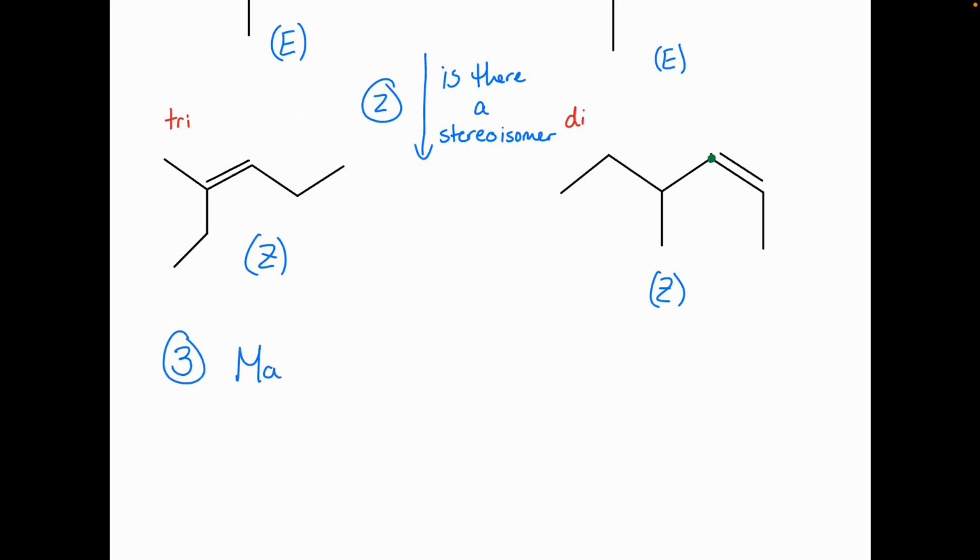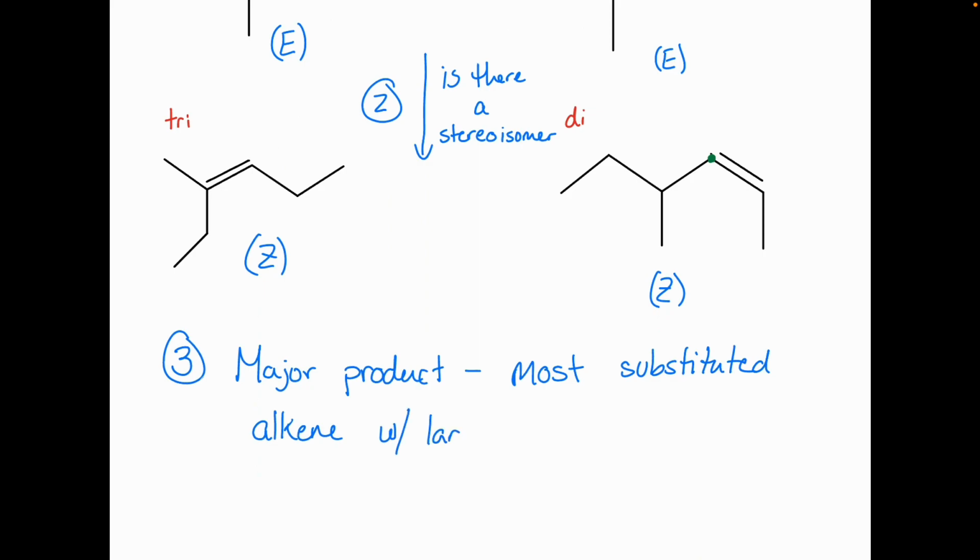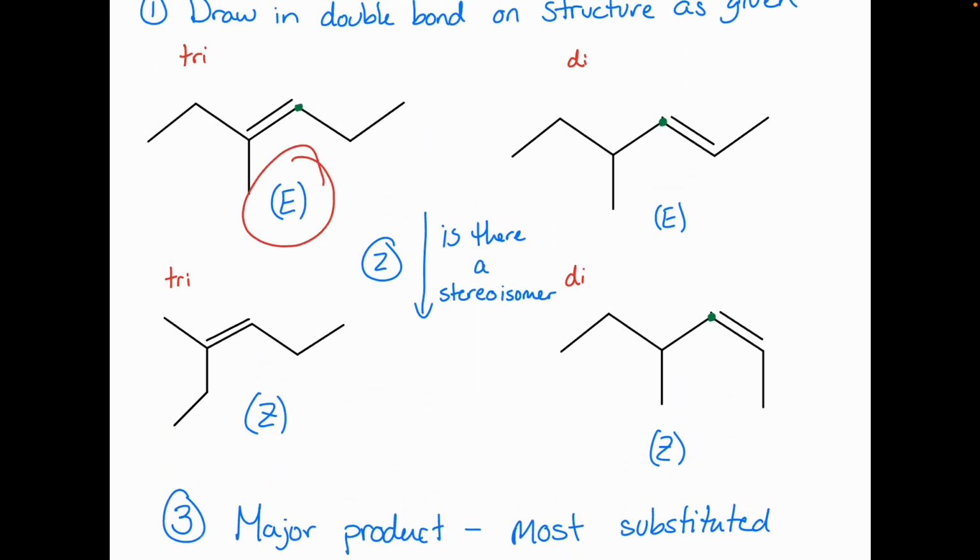And then lastly, what is the major product? It's going to be the most substituted alkene, with large groups on opposite sides, which honestly 99.9% of the time is the E stereoisomer. There are just some weird exceptions, and I don't want to make a grandiose statement and have it be untrue in some random example. But generally speaking, the E stereoisomer is the one that has the largest groups on opposite sides.